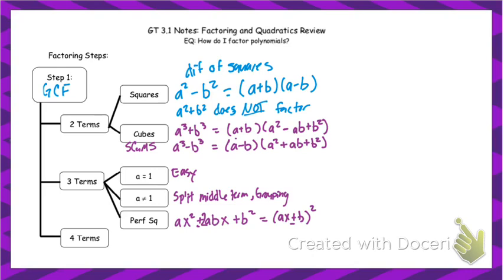So it is different. The last thing we consider is if there are 4 terms. If you have 4 terms, then the method we're going to use today is grouping. Later on this year, we're also going to learn something called the rational root theorem, but we're not going to look at that until we get into polynomials.